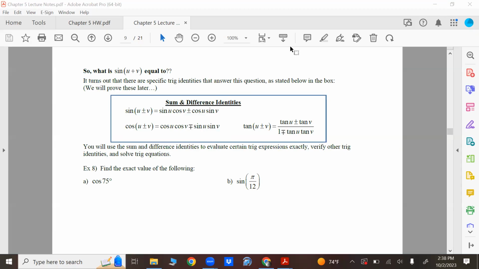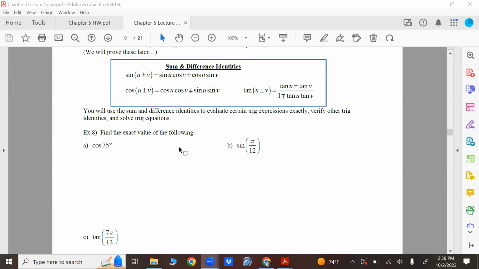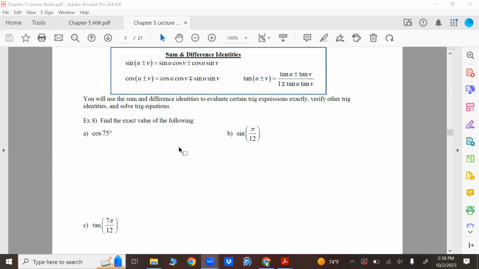You have to be mindful of the direction of these plus-minus or minus-plus signs. So we're first going to evaluate some angles that are not on the unit circle, but we're going to force the issue at the unit circle to make this work. You want exact value, so you can't just plug it into the calculator. You've got to find the exact value.